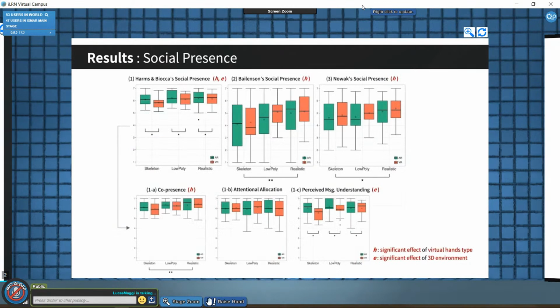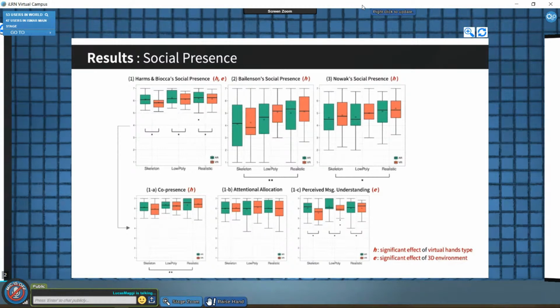We found significant main effects of virtual hands on all three social presence measurements. The little three graphs are subscales of Harm in VR social presence. Through the pairwise comparison, all three social presences were found to have significant differences between skeleton and realistic pairs, and the realistic had a higher value. About the 3D environment, only the Harvard Biocast measurement and its subscale, perceived message understanding, showed a significant main effect, and AR had a higher value than VR.